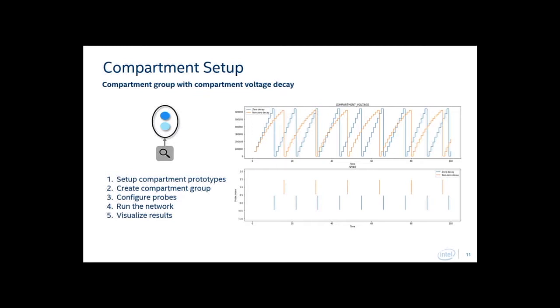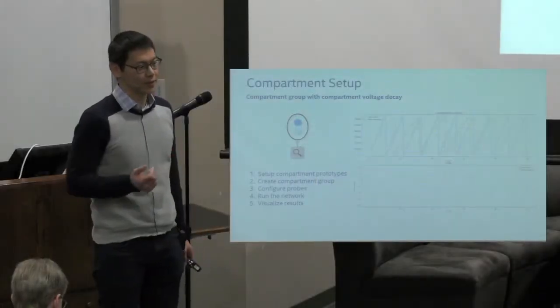Now, once that's specified, you can then build the compartment using the compartment prototype. In our case, we're going to build a group of compartments. Then obviously, since you want to know what these compartments are doing, we can configure probes. We'll run the network, and then we can visualize it. So the plot on the right is basically what we're going to build in this example.